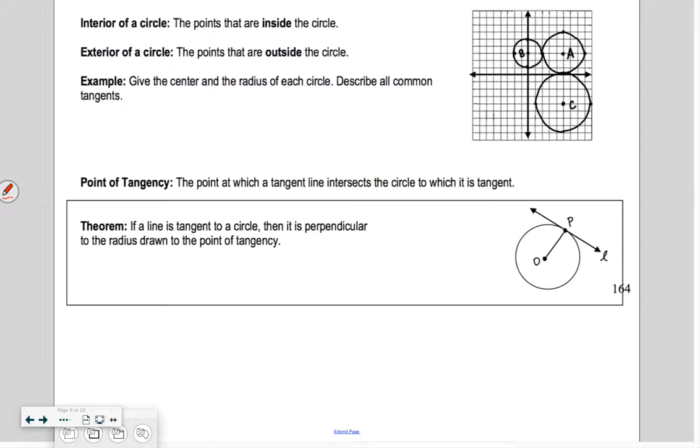So given the center and radius, give the center and radius of each circle, and describe all common tangents. So let's talk about circle A. Remember how we write circle A? Our little circle symbol and then A. Can you guys count the length of the radius, and can you find the point that is the center?